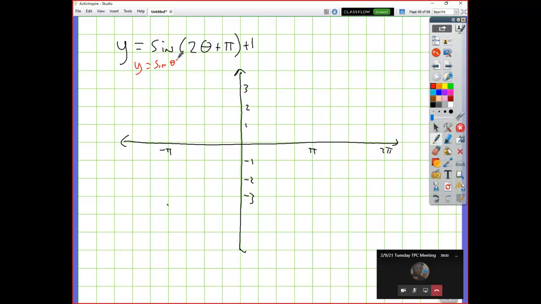Okay, then starting from left to right, I got nothing weird. No flippage, no amplitude. This is the first thing I run into that's troubling. What is that going to tell me to do?